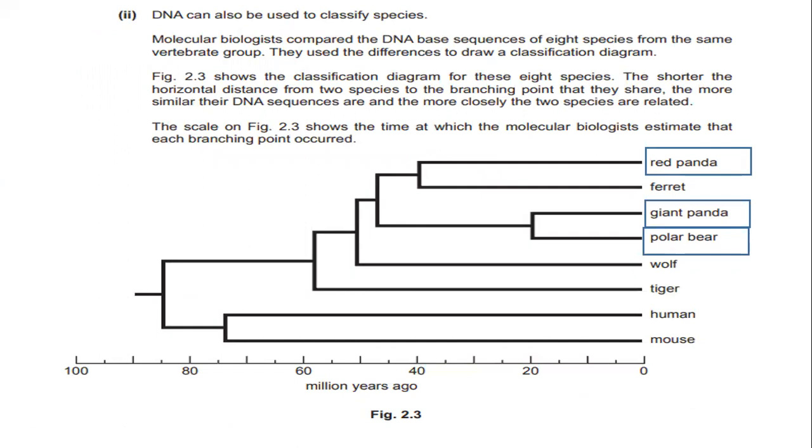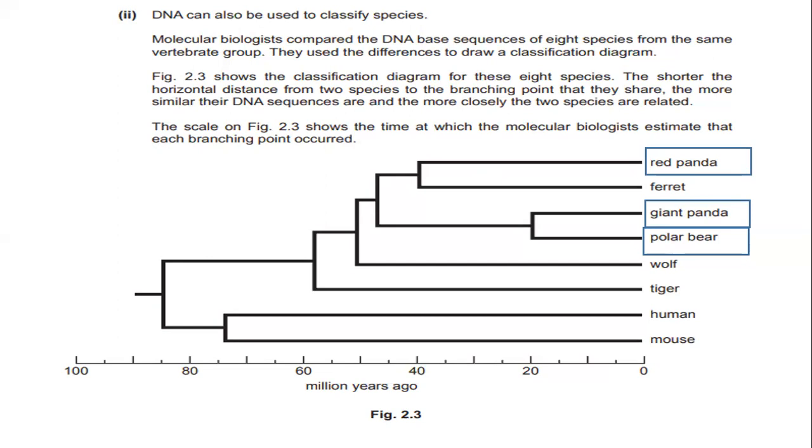DNA can also be used to classify species. Molecular biologists compare the DNA base sequences of 8 species from the same vertebrate group. They use the differences to draw a classification diagram. Figure 2.2 shows the classification diagram for these 8 species. The shorter the horizontal distance from 2 species to the branching point that they share, the more similar their DNA sequences are and the more closely the 2 species are related. The scale on figure 2.2 shows the time at which the molecular biologists estimate that each branching point occurred.